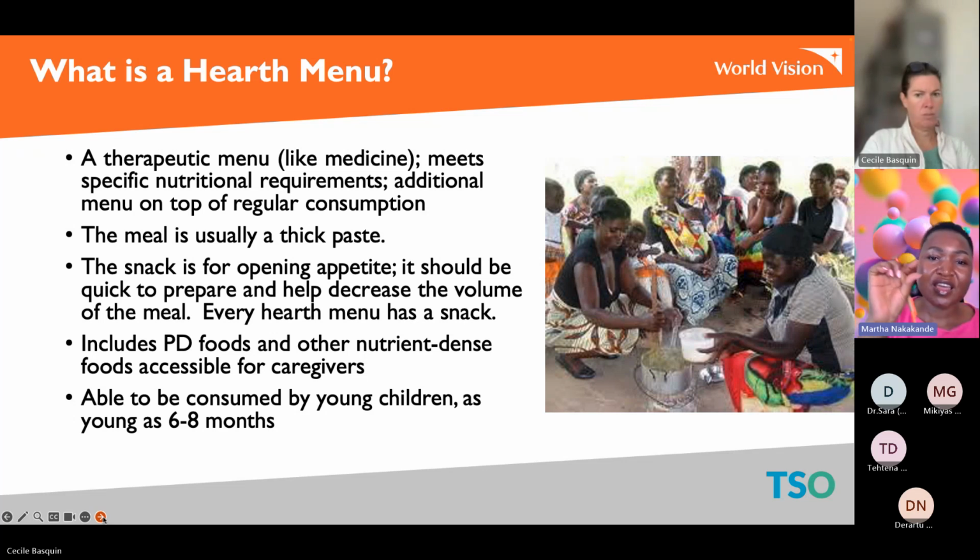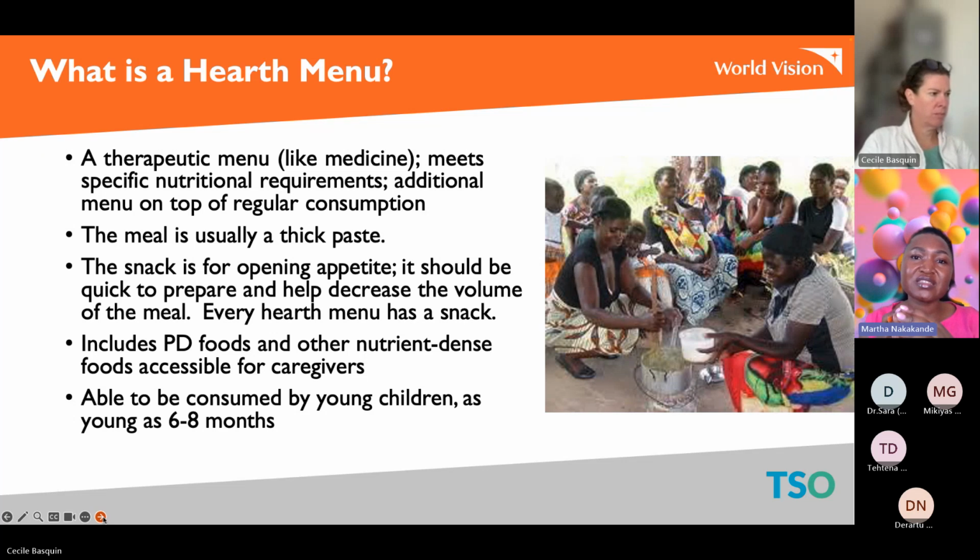So it should be like a small snack, maybe a fruit or a type of cake that you've made, depending on the nutrition composition, and then that thick porridge that they're going to consume. The meals that you have to input, the foods that you have to put in your calculator, must be nutrient dense, but they also must be accessible to the caregivers.